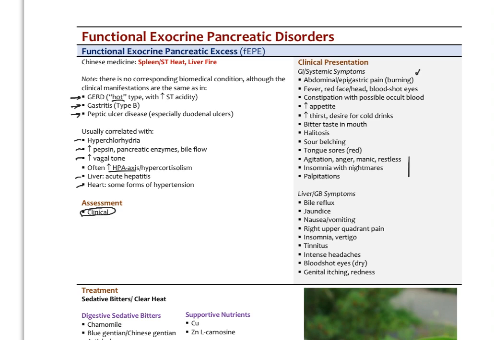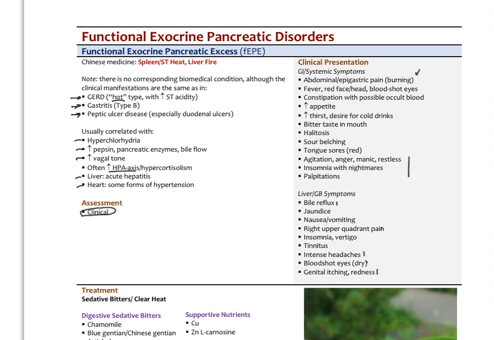Liver gallbladder symptoms might be more, even up to jaundice, but bile reflux, right upper quadrant pain, intense headaches, bloodshot eyes, even genital itching and redness. In Chinese medicine, of course, the liver channel actually goes through the inguinal canal, so genital or those kind of inguinal fungal infections and whatnot are often linked to problems along that channel.